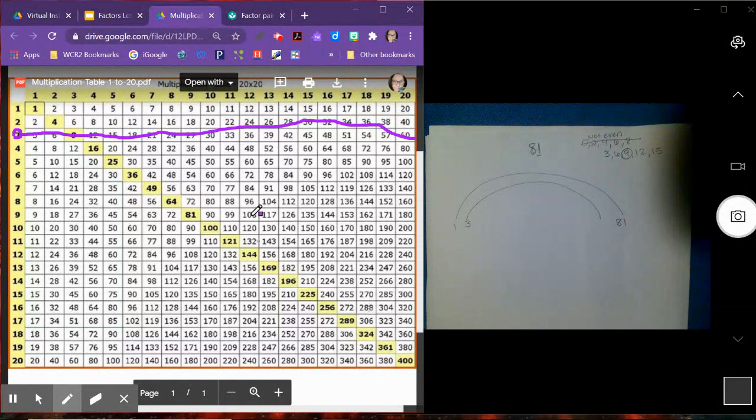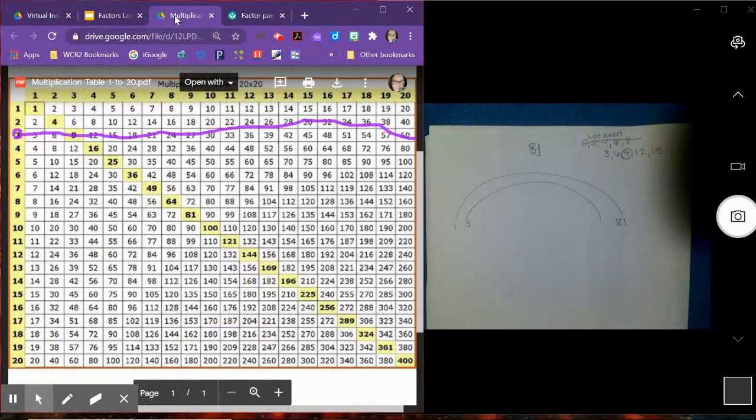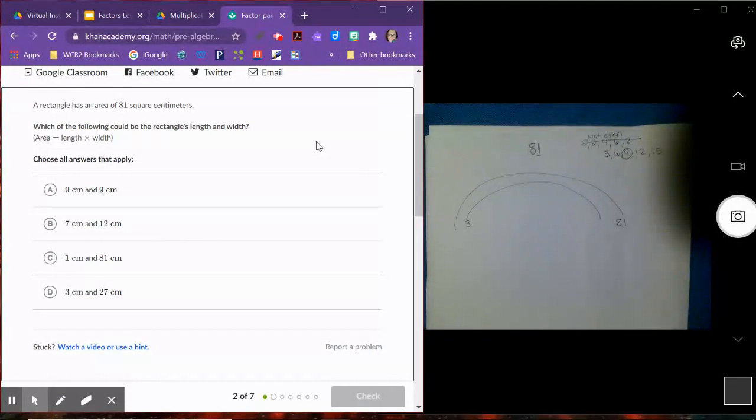All right, so here's what we're going to do. We're just going to look at this chart and see, can we find 81 anywhere on this chart? I don't think we're going to be able to. So that's okay. That's why I'm doing this with you guys, so that I can show you the different ways to investigate this type of problem. So it's okay that we can't find it there.